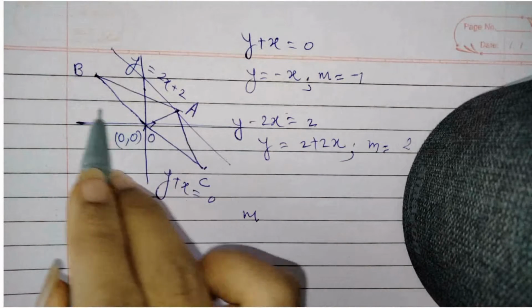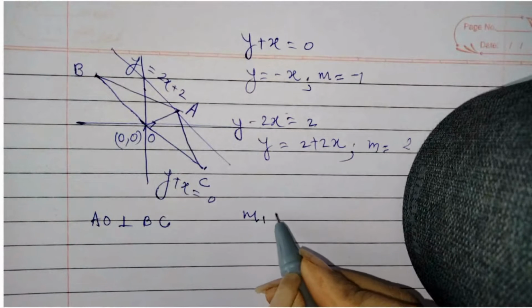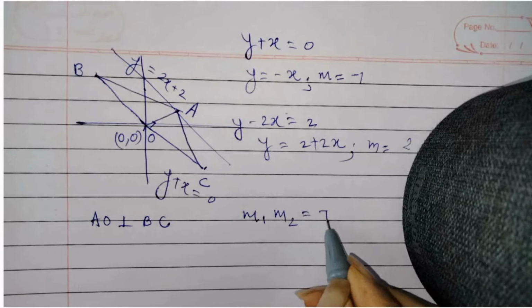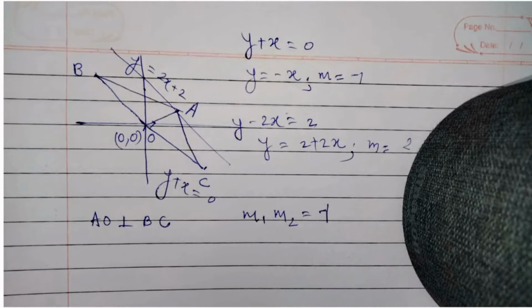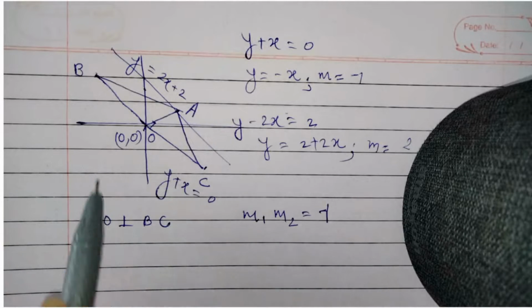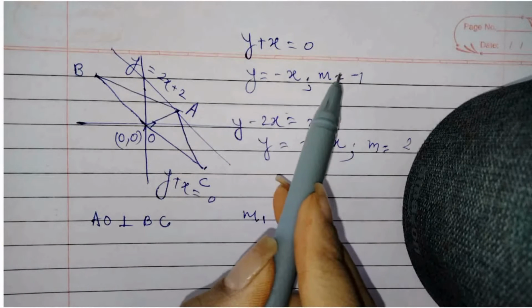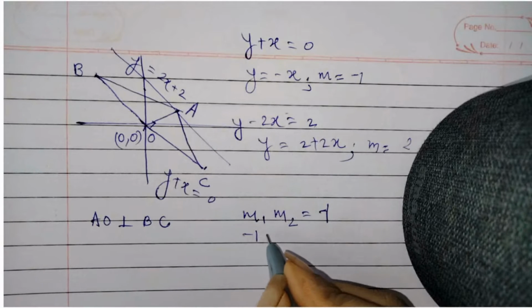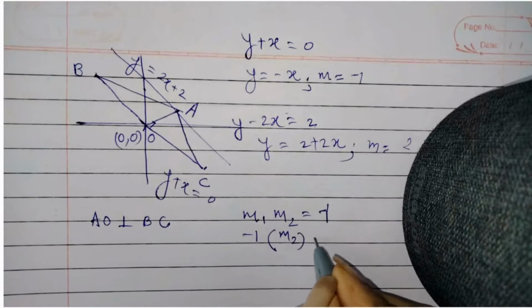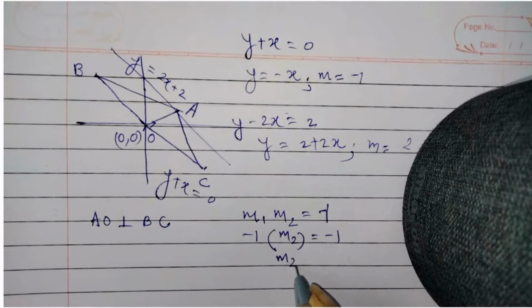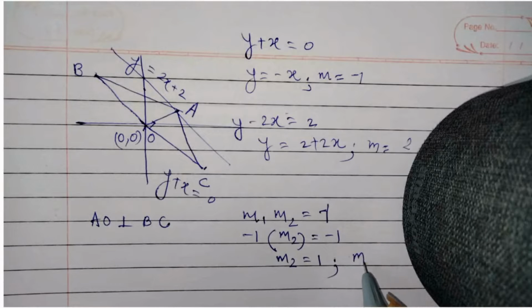When a line is perpendicular to the other, their slopes' multiplication is minus 1. So what is the slope of BC? The slope of BC line, y plus x is equal to 0, is minus 1. Minus 1 into m2 is equal to minus 1, which means m2 is 1. This means that the slope of AO is equal to 1.